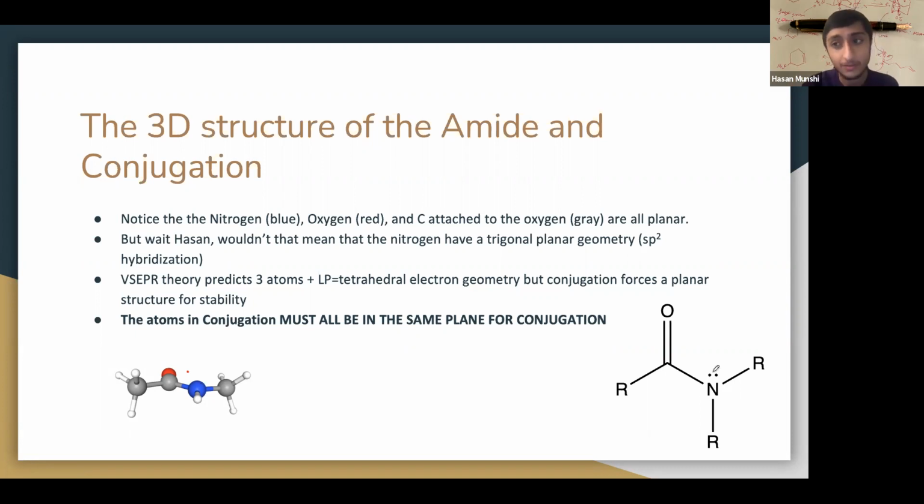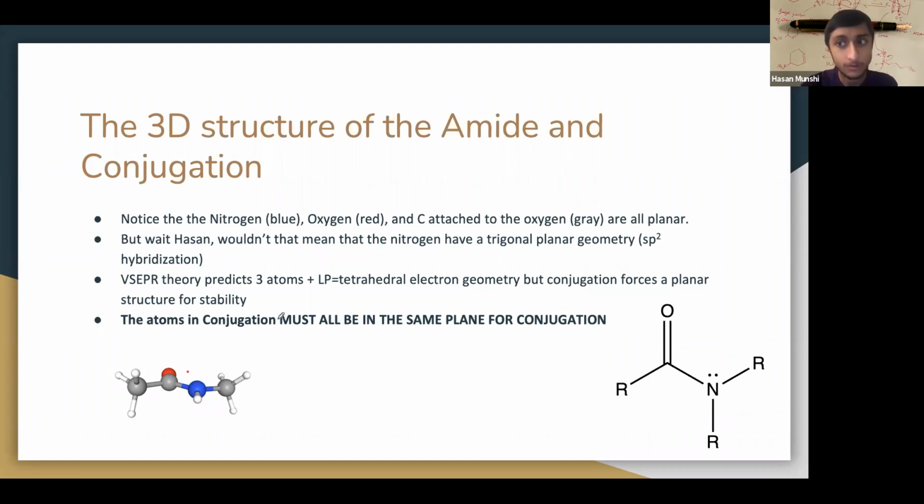And even if you want to count VSEPR, these electrons aren't localized on nitrogen. It's spread throughout this nitrogen, carbon, oxygen pi system. Pi electrons are moving. So really, this is planar. And it adopts that planar structure because it wants the stabilizing effect of conjugation.